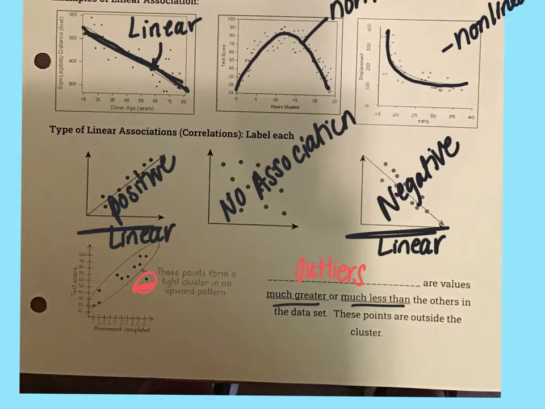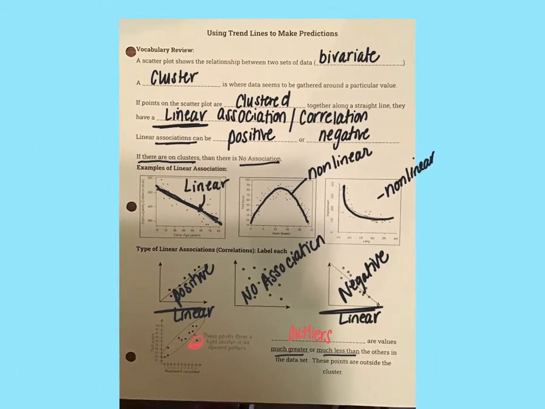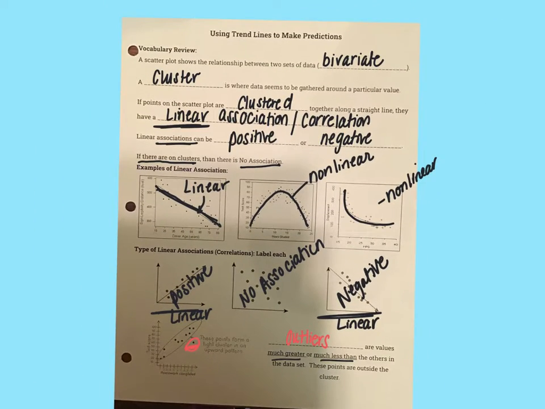So the big takeaway from the front of this is just to remind you that associations and correlations are the same thing. When your data is clustered together and it creates a straight line, that means it's linear. If your data is clustered together and it doesn't make a straight line, then we call that nonlinear. So can you look at your correlations or associations and determine if they're linear or nonlinear? Okay, flip your paper over.